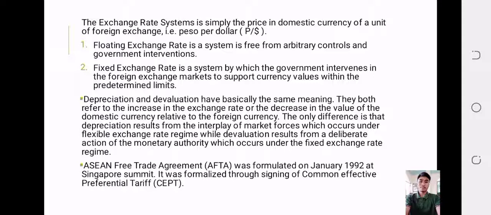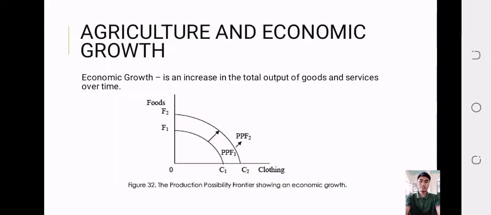The ASEAN Free Trade Area (AFTA) was formulated in January 1992 at the Singapore Summit. It was formalized through signing the Common Effective Preferential Tariff. So, agriculture and economic growth. Economic growth is an increase in the total output of goods and services over time. So these are the graphs below.